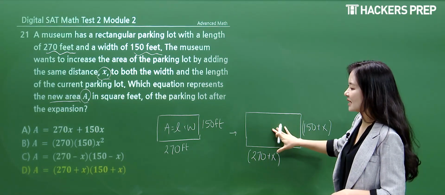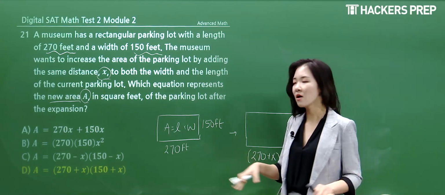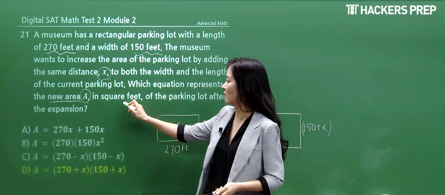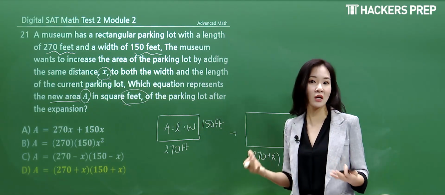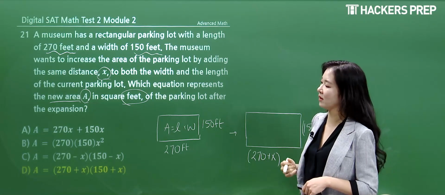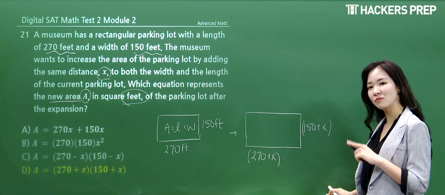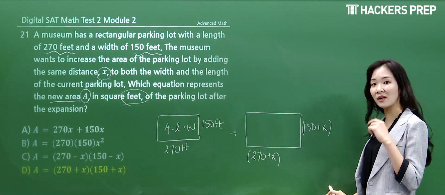Great. In this case, because we're dealing with a variable x, we didn't really need to worry so much about the units given, right? Because we're not solving for that exact value of the total area. But in the case that we do, make sure that the units stay the same from the beginning to the end.